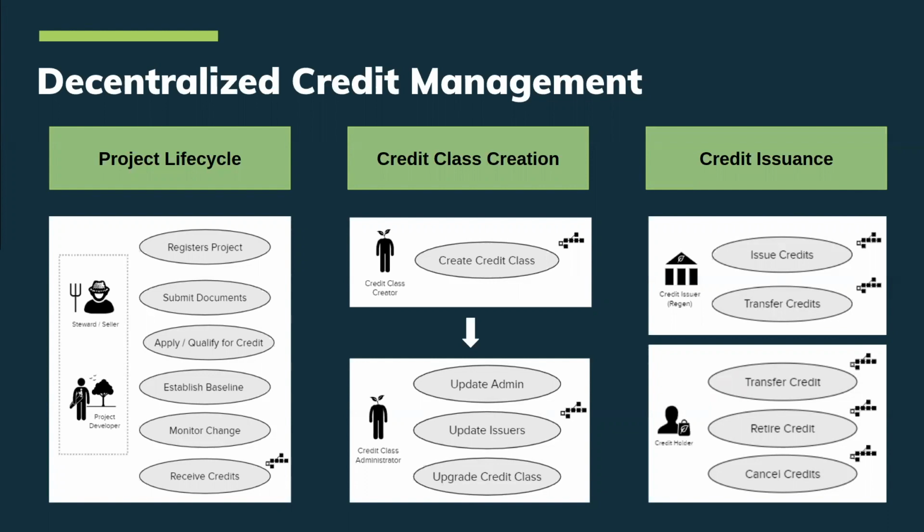Similarly, buyers and credit holders are now able to transfer and retire credits without having to go through a third party. So they have more autonomy of managing on-chain assets. So if a buyer wanted to claim those offsets or transfer them or retire them, they could do that directly without having to put in a request to do that thing.